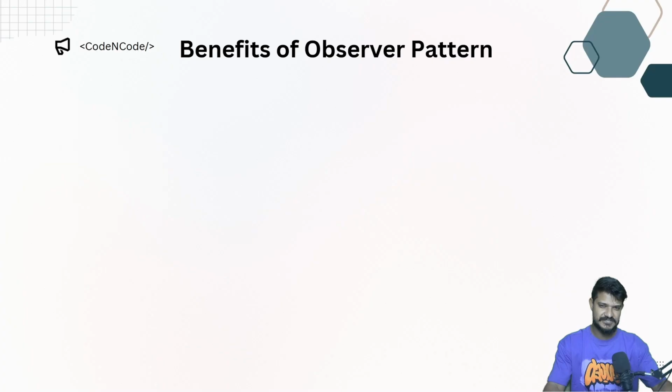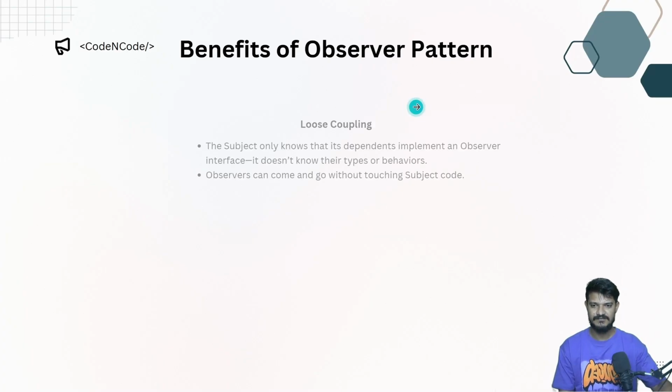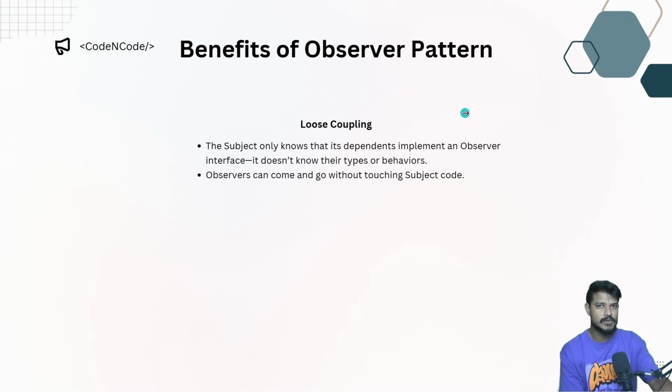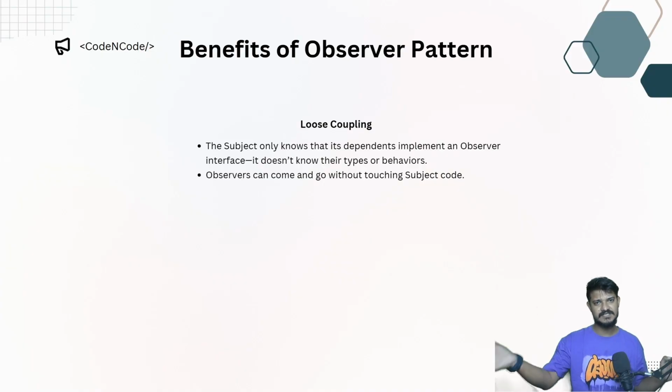Now, this was the motivation part. Let's look at the benefits of the observer pattern. First of all, it promotes loose coupling. The reason is that the subject doesn't know anything about the observers, so you are promoting loose coupling. So you can build the subject in its own way, and build the observer in its own way.